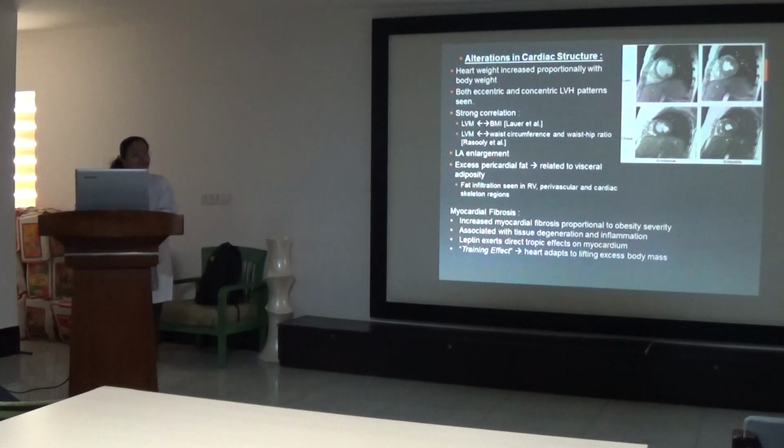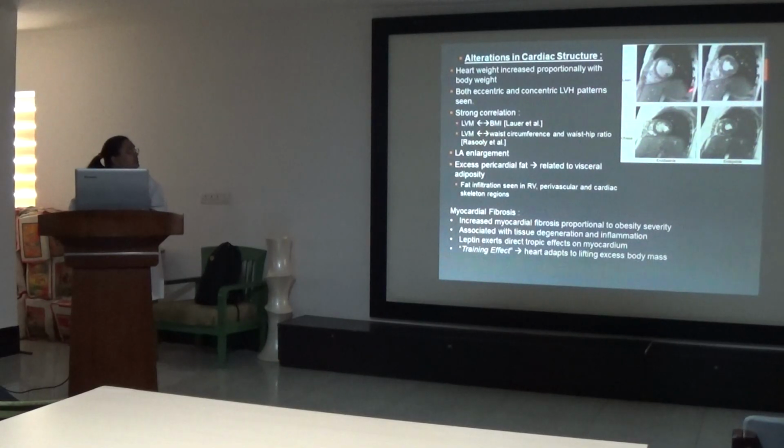There happen alterations in the cardiac structure as well. The heart mass is increased proportionally with the body weight. Both eccentric and concentric LVH patterns are seen, and there were two studies which showed a strong relation of LV mass with BMI, and LV mass increases with waist circumference and waist-hip ratio. We see LA enlargement. LA enlargement is mostly due to increased LV pressure, and there is excess pericardial fat related to visceral adiposity. So basically, pericardial fat is a marker of visceral adiposity, which is mostly seen in the RV, perivascular, and cardiac skeleton.